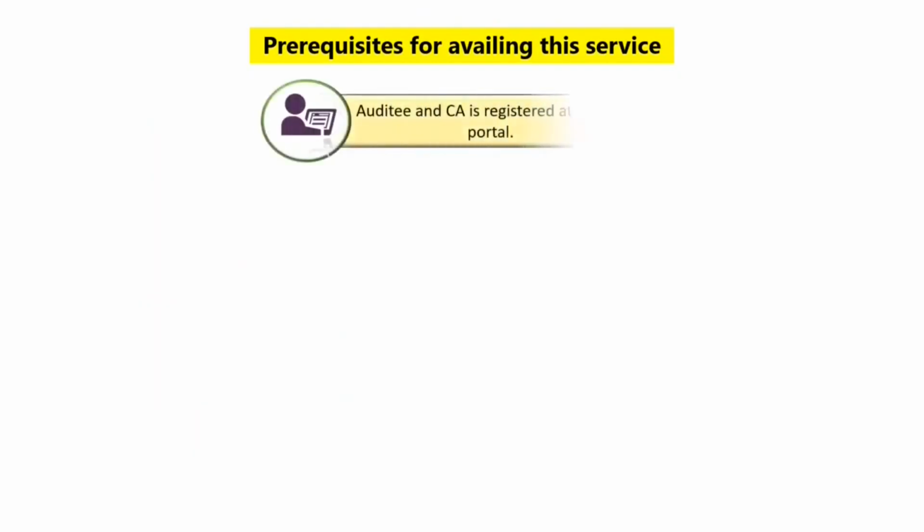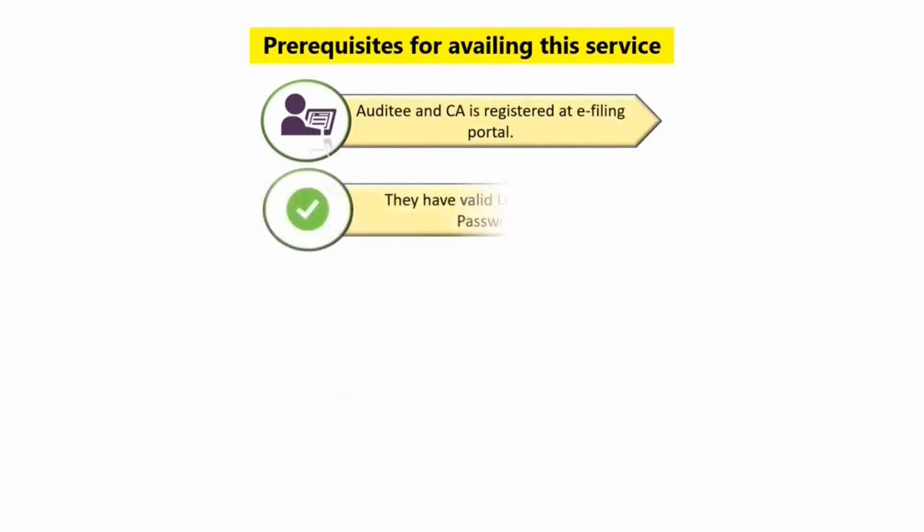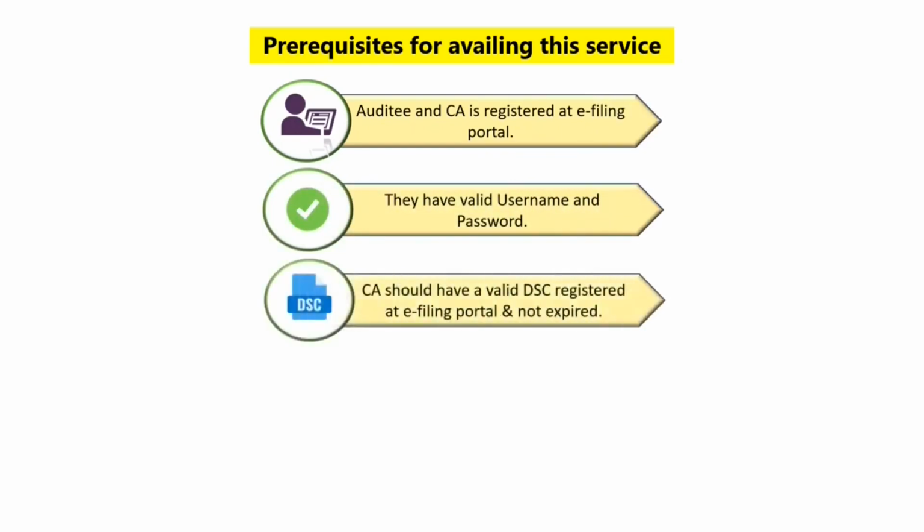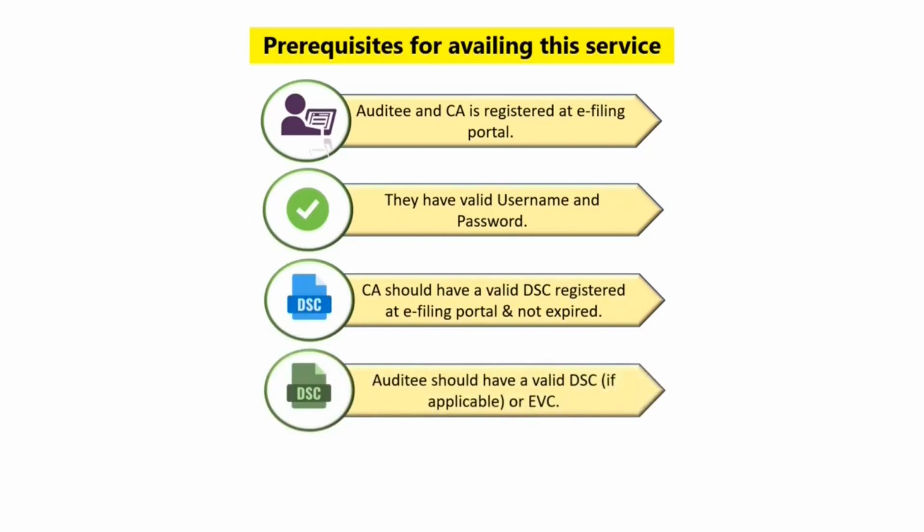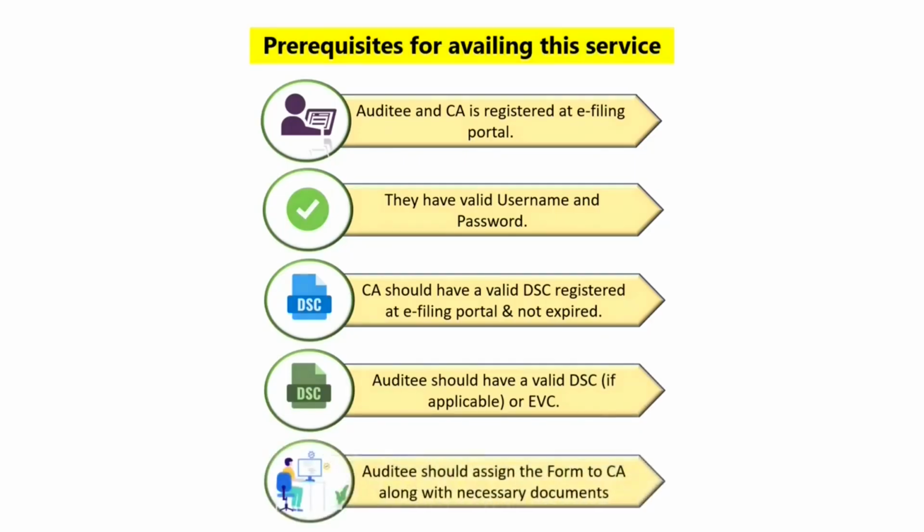The auditee and the chartered accountant should be registered on the e-filing portal, and both of them should have a valid username and password. The CA should have a valid digital signature certificate registered on the e-filing portal, and that should not be expired. Auditee should have a valid digital signature certificate if applicable or an e-verification code. Auditee should assign the form to the chartered accountant along with the necessary documents.